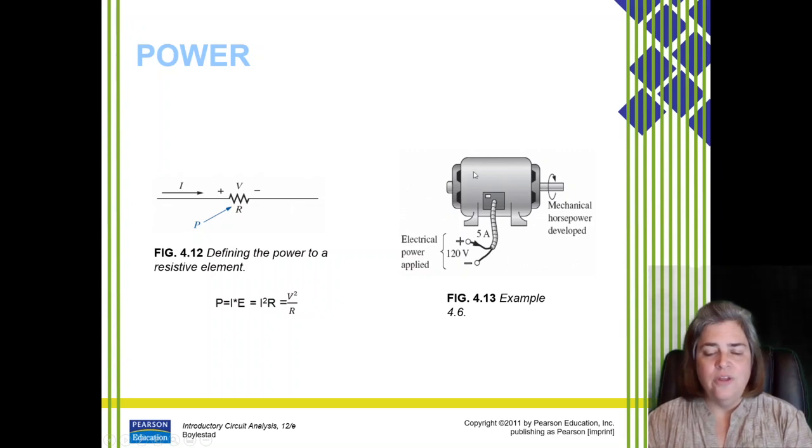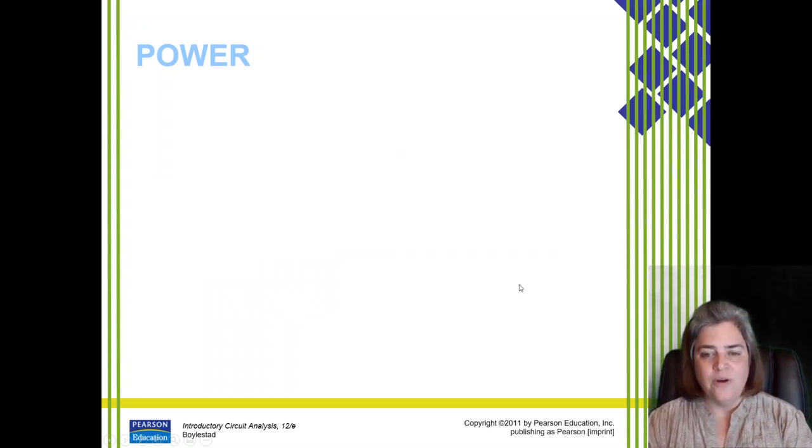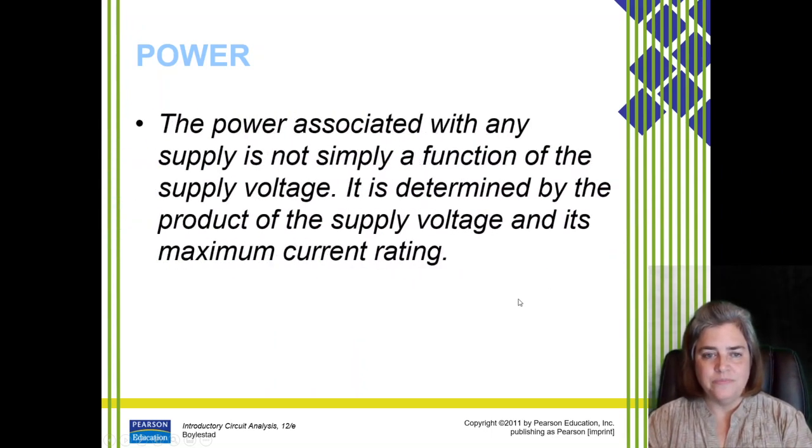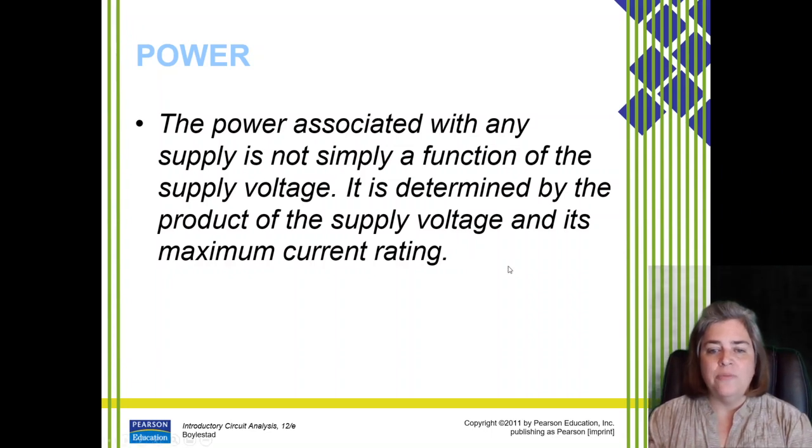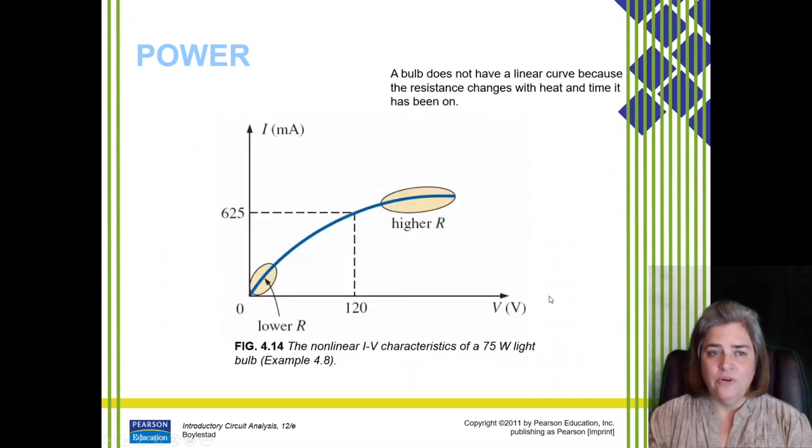So if we were to calculate the power delivered to our motor here, for example, we would multiply the voltage times the current, or 120 volts times 5 amperes, and what would that be? 600 watts. So the power associated with any supply is not simply a function of the supply voltage, but of the supply voltage and the maximum current rating.